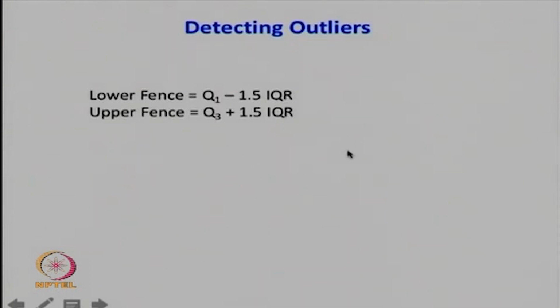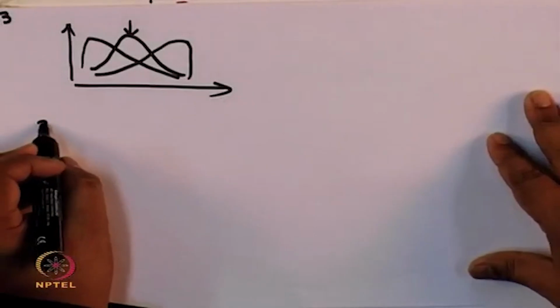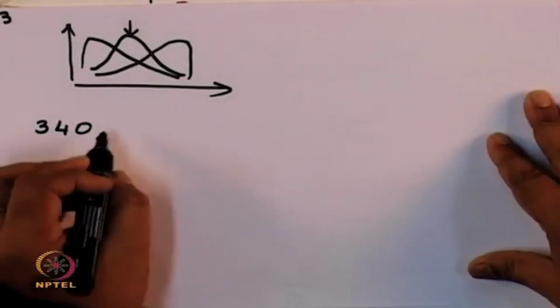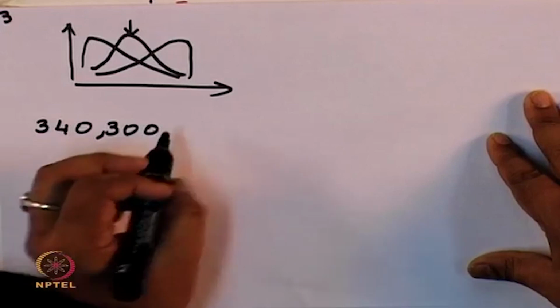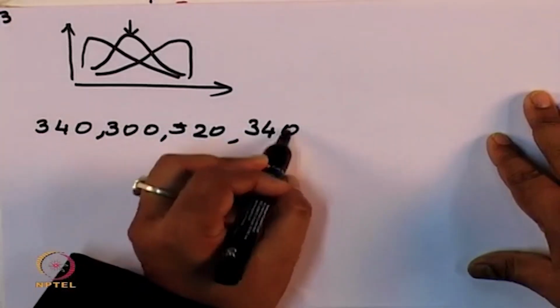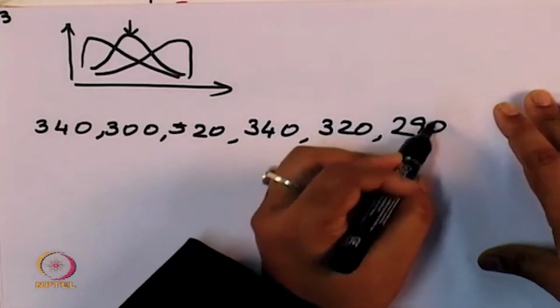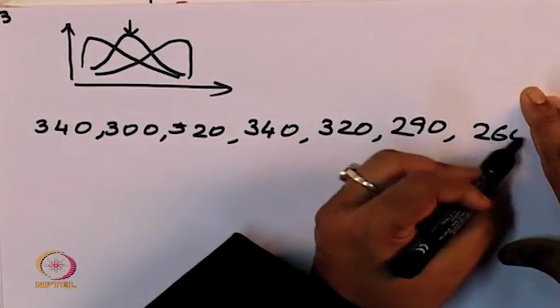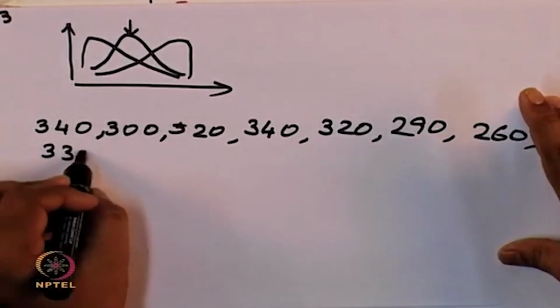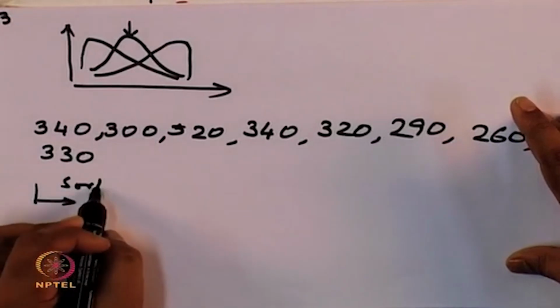Let us work out a sample case of how we will actually plot our box plot. Let me write down the points. You have the points 350, 300, 520, 340, 320, 290, 260 and 330. The first step of course is to sort in ascending order.